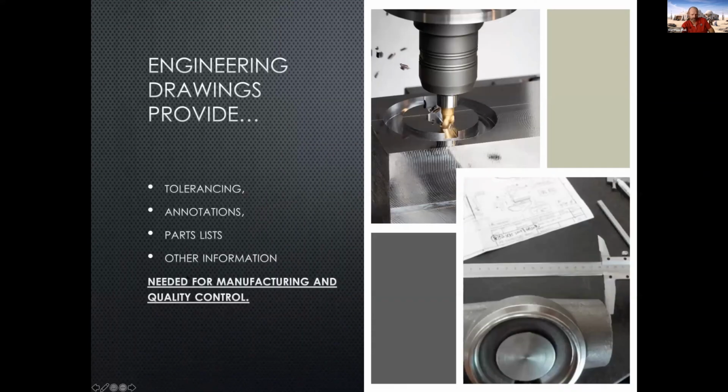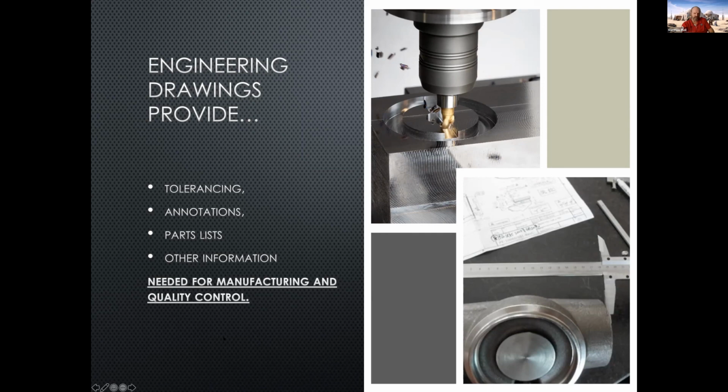Okay. So engineering drawings also provide you with tolerancing. And we're going to have a chapter on that. They provide annotations, so special notes regarding what's important about the manufacturing of this part. Parts lists can be included in engineering drawings, so it's a set of drawings, right? And any other information that's important. So whatever is needed for manufacturing and quality control goes into the engineering drawings.